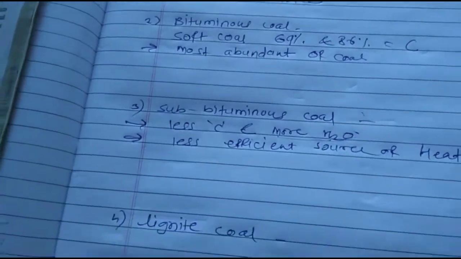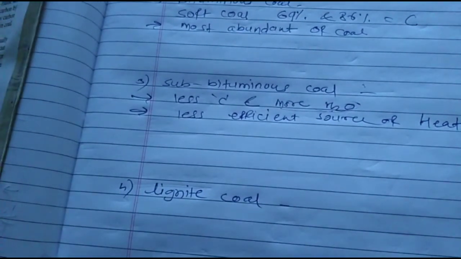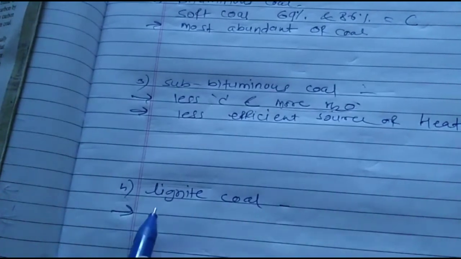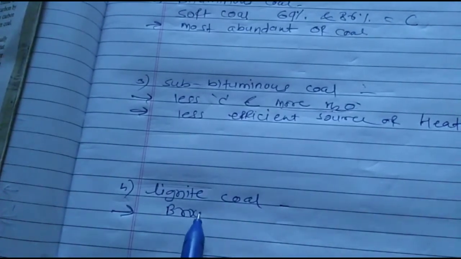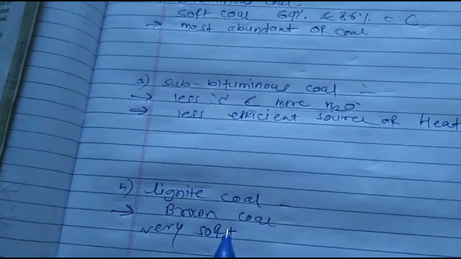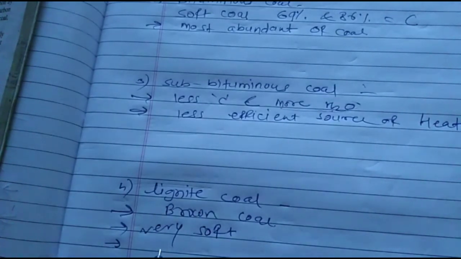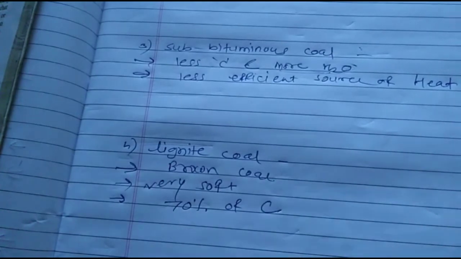Next is lignite coal. This is also called brown coal. It is very soft coal, and it contains up to 70% carbon.